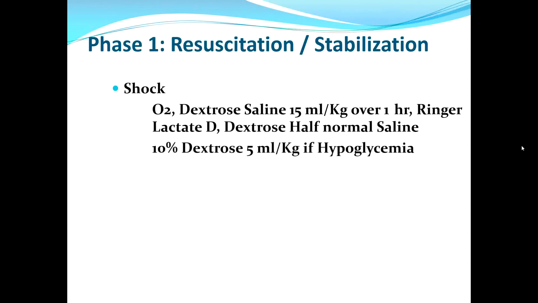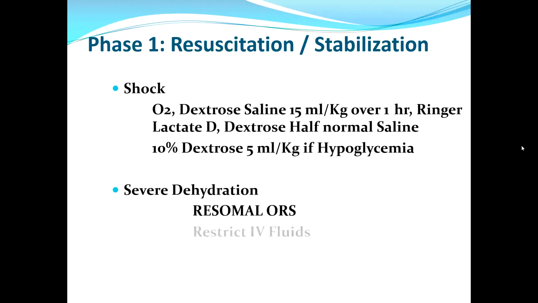And if the patient has hypoglycemia, either on dextrose reading or clinically suspected, he can receive 10% dextrose 5 ml per kg if the patient is hypoglycemic. If the patient is having severe dehydration, he should receive a modified form of ORS which is called Risomal. Risomal is ORS suitable for the needs of malnourished children.